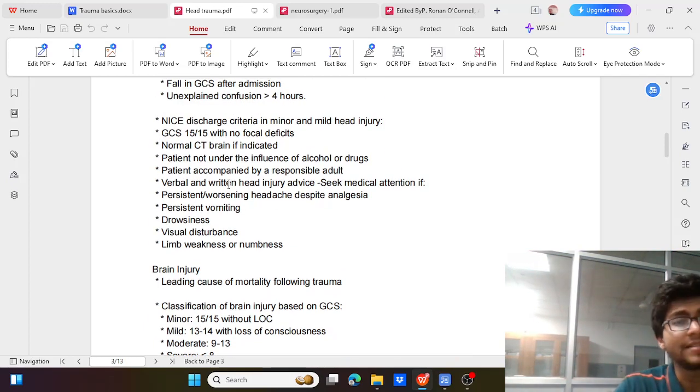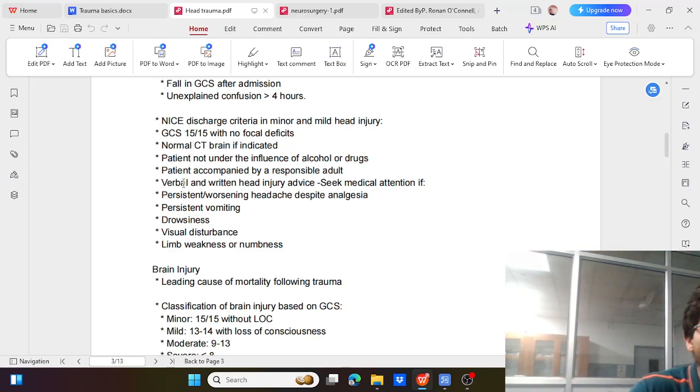Based on this, we have some discharge criteria in minor and mild head injury. We will discharge the patient when the GCS is 15 by 15 with no focal neurological deficit, CT brain is normal, and the patient is not under the influence of any intoxication like alcohol or drugs. The patient has a responsible adult with him, either a sibling or a parent or a child. So we have a responsible adult.